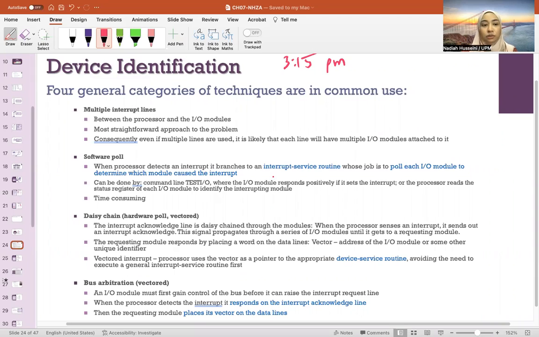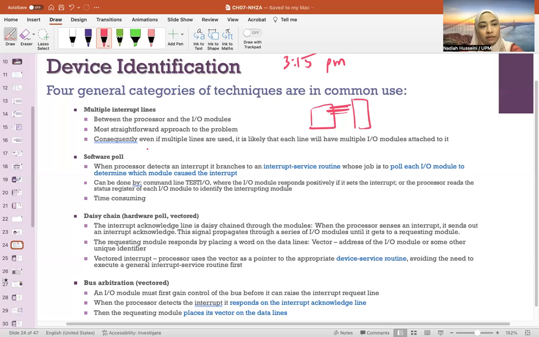But the design issues, we have 4 techniques that are commonly used. The first one is multiple interrupt lines. So basically, you know that you have your module and you have your one line for control, one line for status, one line for data, etc. So that is the general overview. But sometimes in the design, you can also have several lines dedicated for one purpose, which in this case, they use multiple interrupt lines between the processor and the IO module. So basically you have all these lines that are dedicated for interrupts.